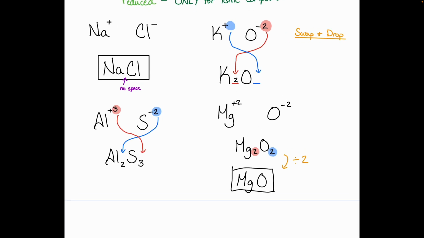All right, cool. So given two elements, we can look at the periodic table, figure out what the positive charge is on my metal, what the negative charge is on my nonmetal, put them together in such a way that we cancel out all that net charge and make sure that that formula is fully reduced. All right, so now we're ready to learn how to name these ionic compounds.